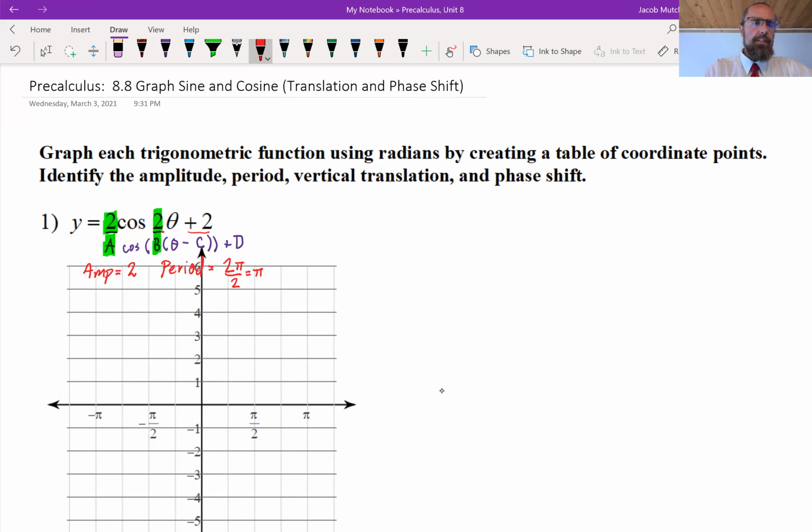I do not have a minus C. That's just not in this function, but I do have a plus 2, that plus D, and that is going to be a vertical translation. So the whole function has been lifted up 2 units. So that's our initial analysis, and we can predict what the graph should look like. It'll be taller than cosine normally is because the amplitude has been enlarged. It'll be, in a way, narrower, more frequent waves because the period's been decreased from 2 pi to pi, and the whole graph should be shifted up too.